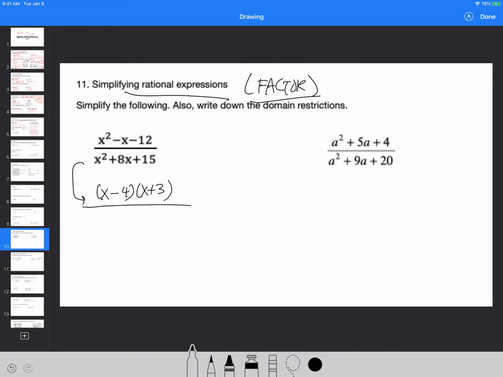How do you get that? Two numbers that multiply to give you negative 12, but add to give you negative 1: negative 4 and 3, right? We've done this countless times. If there's one thing you guys have to learn from Algebra 2 class, it's how to factor at least these easy ones right away. This one is x plus 3, x plus 5.